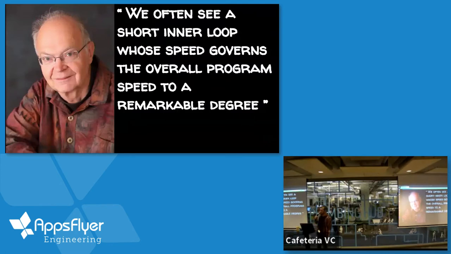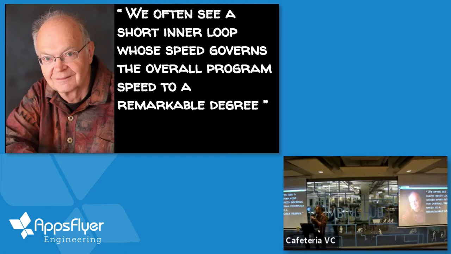This is Donald Knuth. I don't know how to pronounce it exactly. He's a professor at Stanford. He's a mythical figure in computer science. And he has this quote that says, "We often see a short inner loop whose speed governs the overall program speed to a remarkable degree." So what he's saying here is that most of our program in terms of scale isn't really relevant. It's actually a really small amount. I think in the same paper he says something like 10% of the code is actually relevant to the performance of your applications.